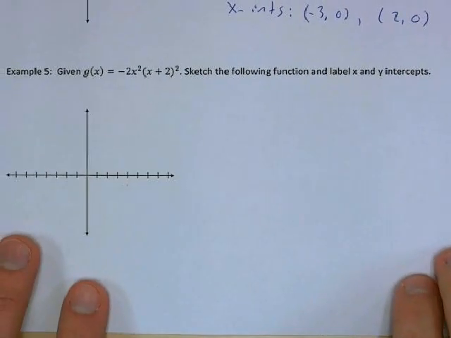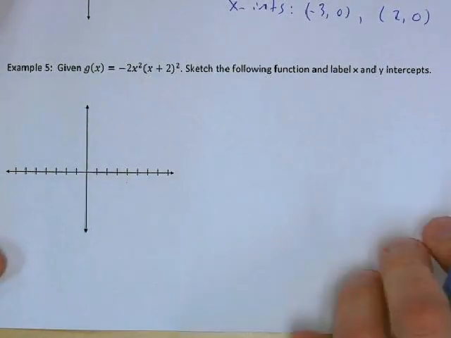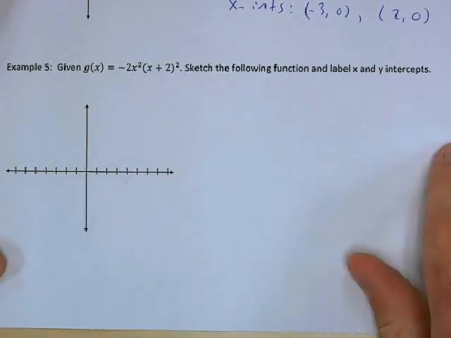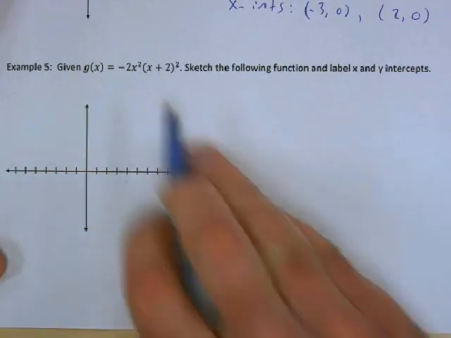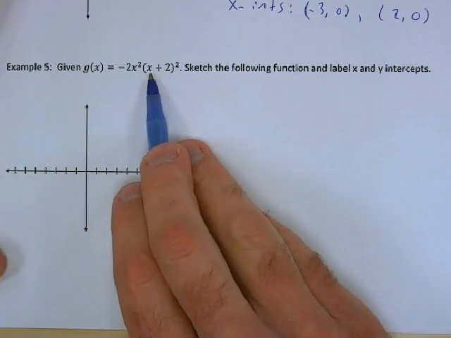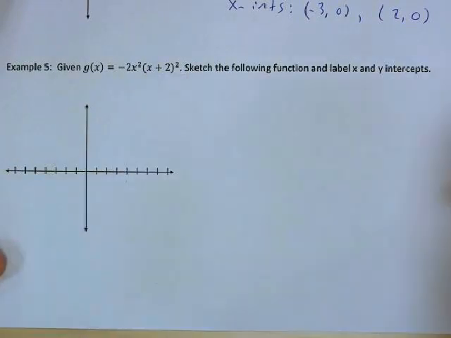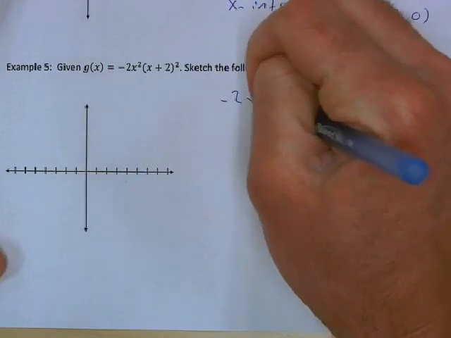Pretty much the same instructions here. Sketch the following function and label the x and y intercepts. All right, so to help us graph this, let's label a couple things up here. What would my first term be if I multiplied this out? So we got -2x squared times x because I have that twice. So then that would be -2x to the fourth would be our first term.